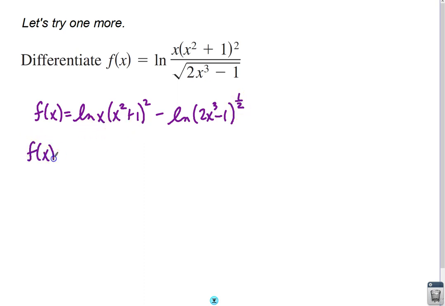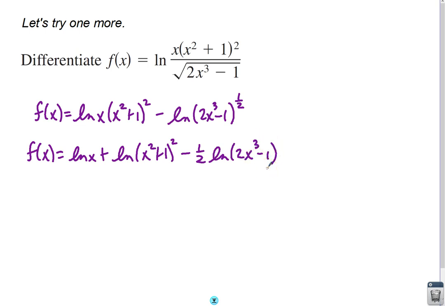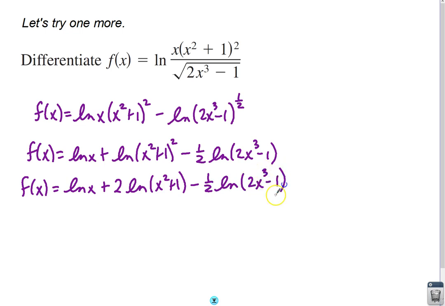So f of x is the natural log of x plus the natural log of (x squared plus 1) squared, minus, bring the 1/2 out front, natural log of 2x cubed minus 1. Let me see if there's anything else I can do. Yeah, I have one more. This one also has an exponent, so I'm going to bring that out as well. So natural log of x plus 2 natural log of x squared plus 1 minus 1/2 natural log of 2x cubed minus 1. I don't think I can expand that any further. I think that looks pretty good.